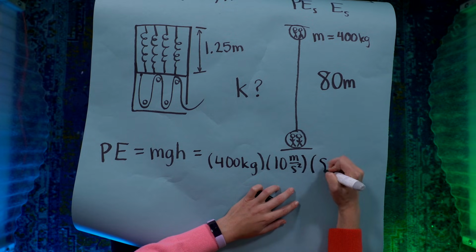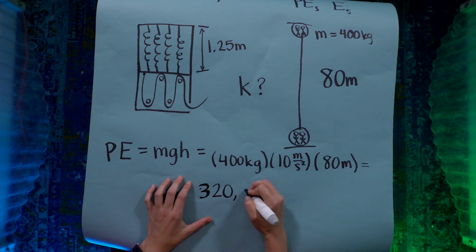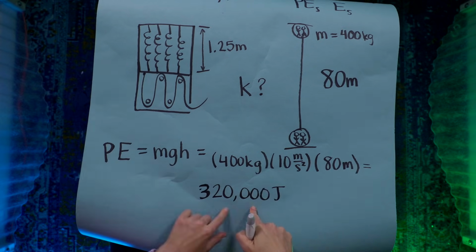If you're just joining these lessons, we typically use 10 for the acceleration of gravity because it's 9.81 meters per second squared, but we round it to 10 because it makes things easier. And h is 80 meters. Do all this math out and you get about 320,000 joules of gravitational potential energy up at the top of the ride. That's a lot.